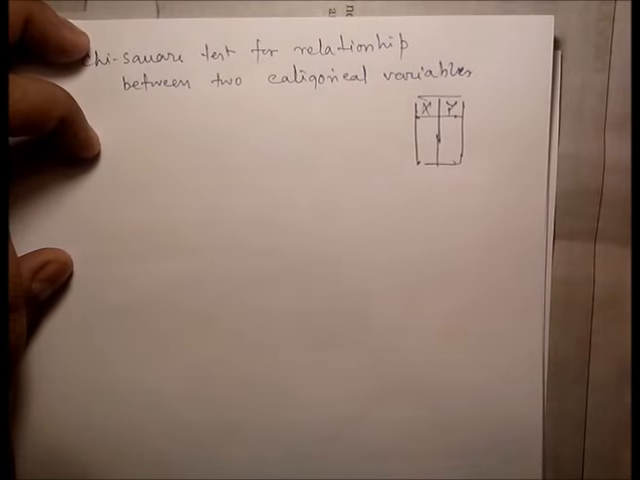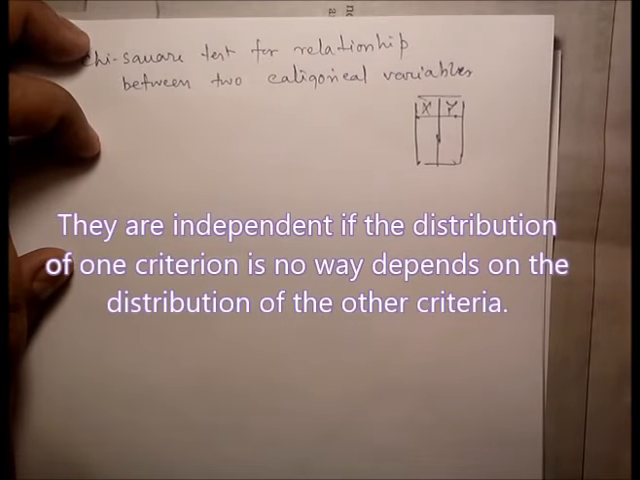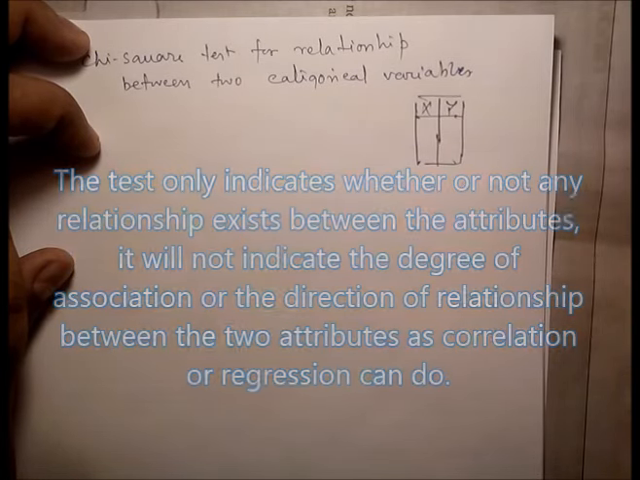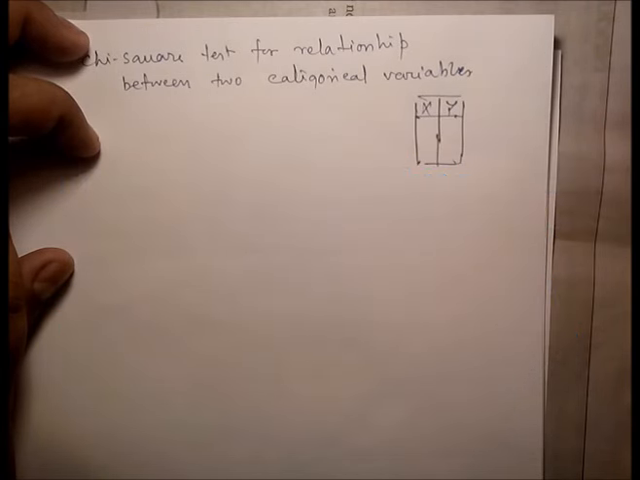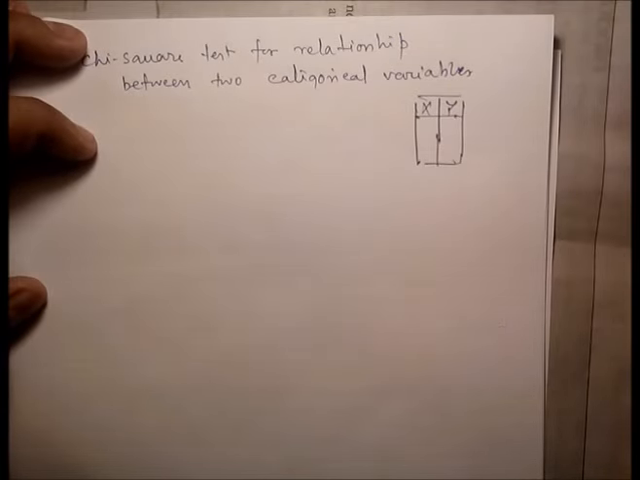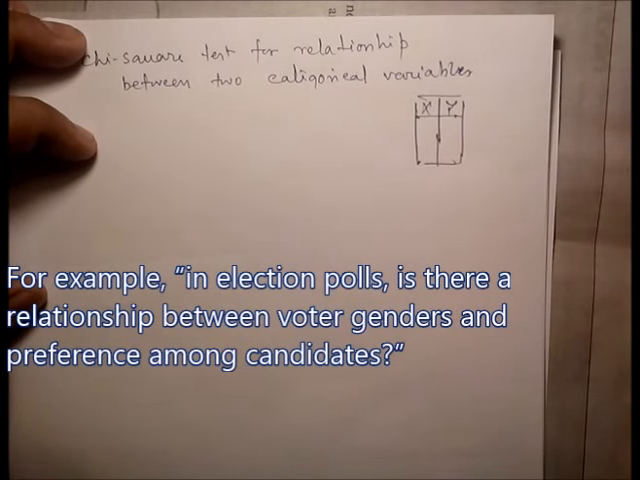Okay, now they are independent if the distribution of one criteria is in no way dependent on the distribution of the other criteria. The test only indicates whether or not any relationship exists between the attributes. It will not indicate the degree of association or the direction of relationship between the two attributes, as correlation or regression can do.